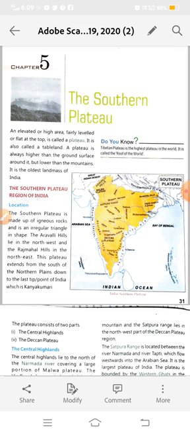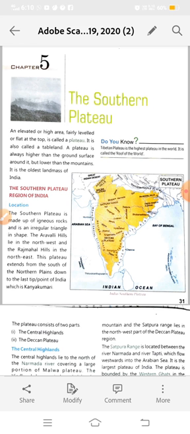So in this chapter we will read about the fourth physical division of India, which is known as the Southern Plateau. It is also known as the Peninsula Plateau. It is also known as the Triangular Peninsula Plateau of India. Okay, it has many names. It is also known as the oldest landmass of India.